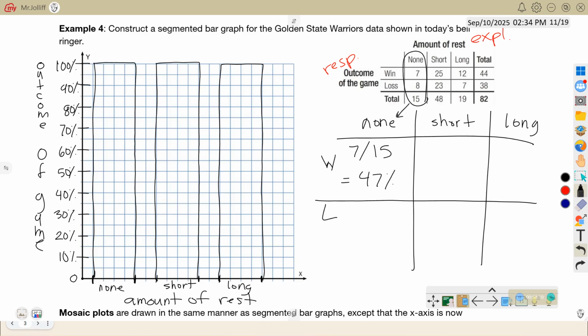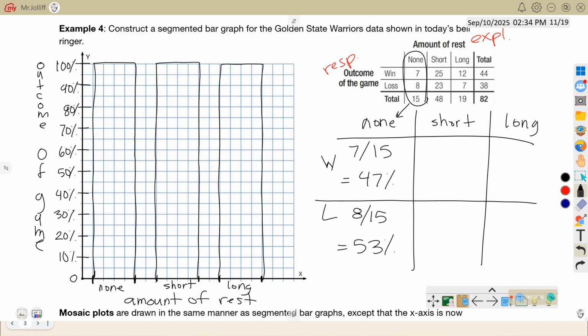Good. Out of the nones, how many losses? 8 losses in the nones column out of 15 total games in the none column, which should be 53, even without a calculator, because those two numbers should add to what? 100. Very good.